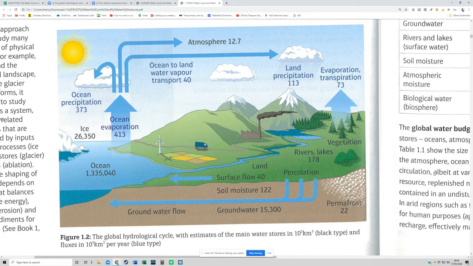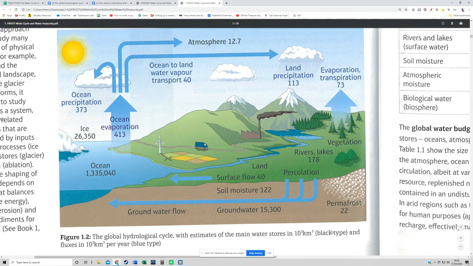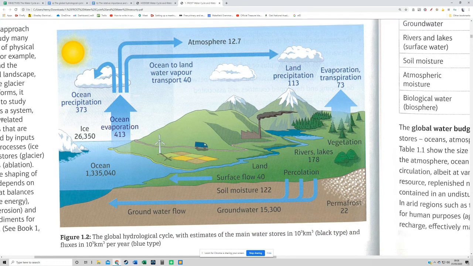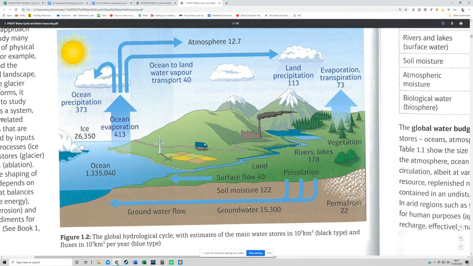So what we can see here is the global hydrological cycle. There's a diagram, and we've got estimates of the main water stores. And when you read different textbooks, they might vary slightly, but they're not too far out, because they are estimates. And they're given in 10 to the 3 kilometers cubed volume. The black type, as in the font, these are the stores. Then the fluxes are given at exactly the same measurements, but it's per year, and they're blue. So evaporation is a flux, but the ocean is a store.